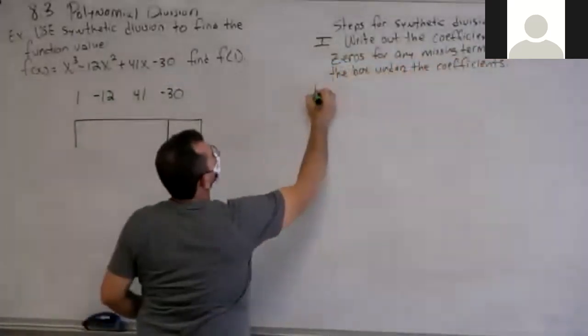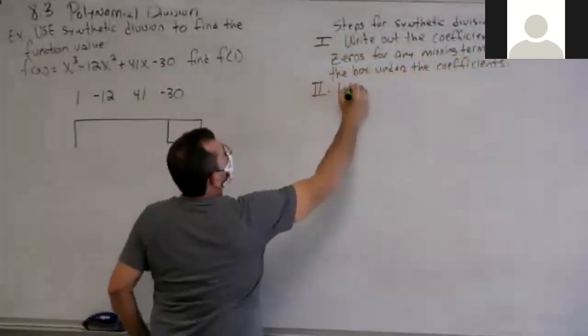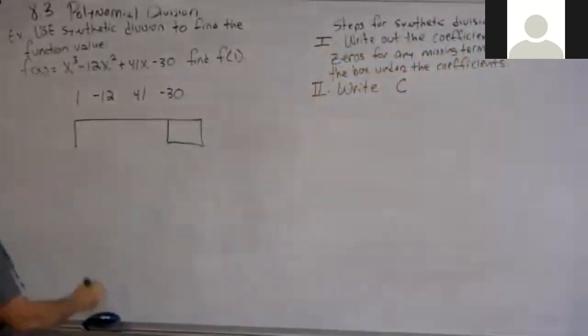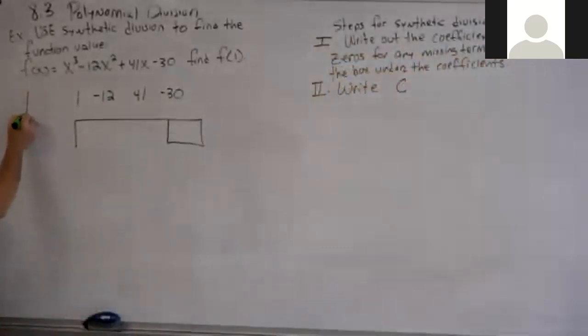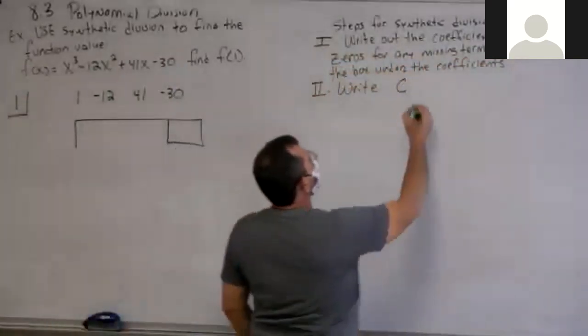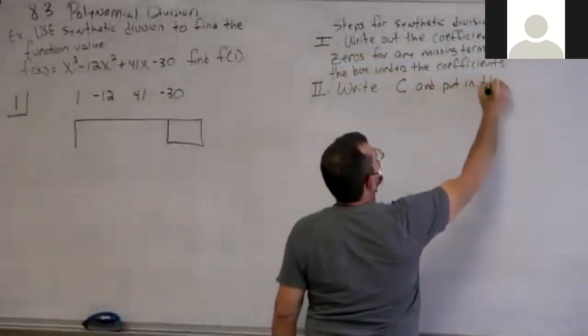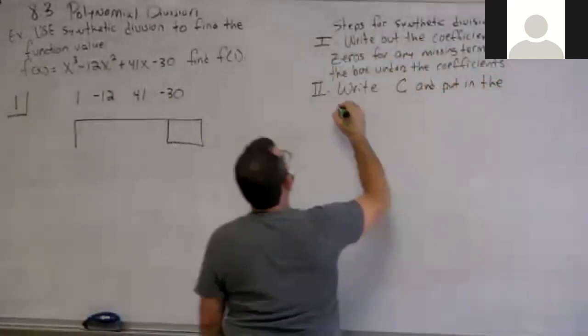Second thing I'm going to do, I write c. So what I do on c is I put a little half box right here. And c is going to equal the number you're finding the function value for, which in my case is a 1. So I'm going to put a 1 right there. So what's that, half a box?